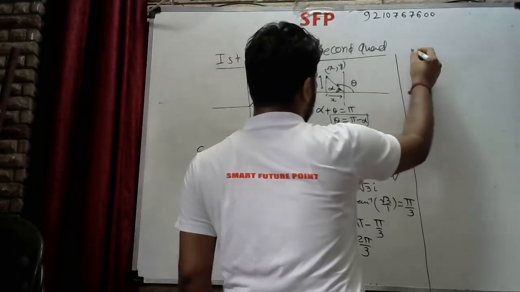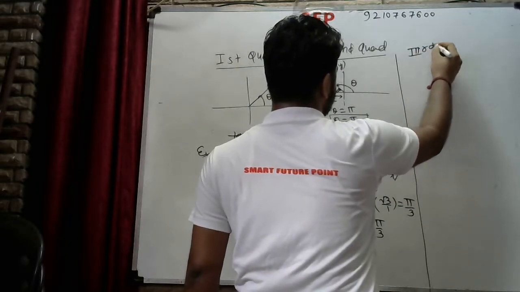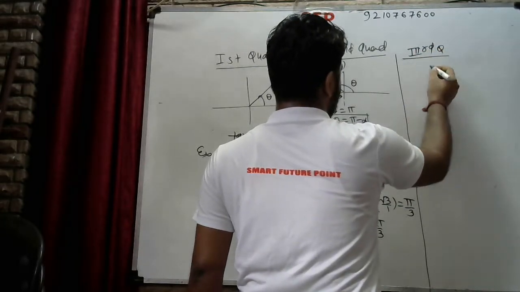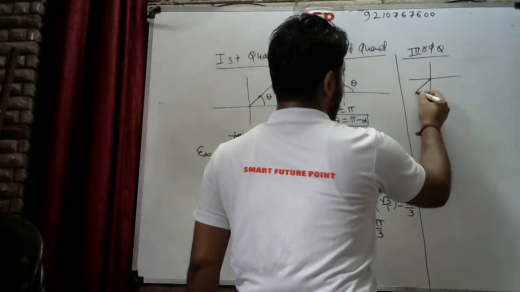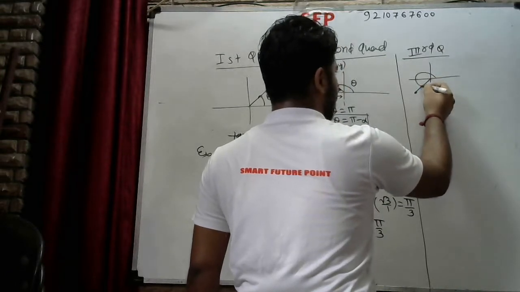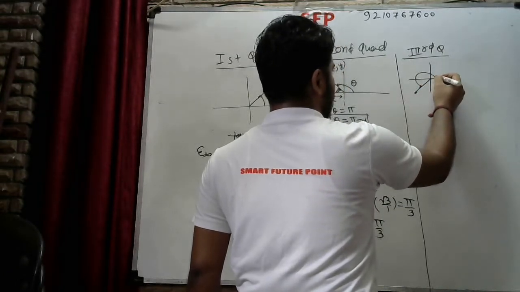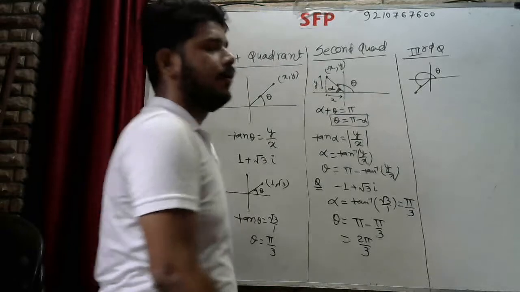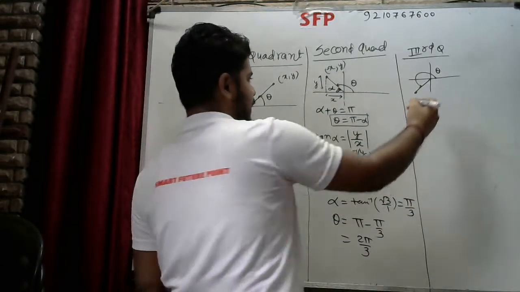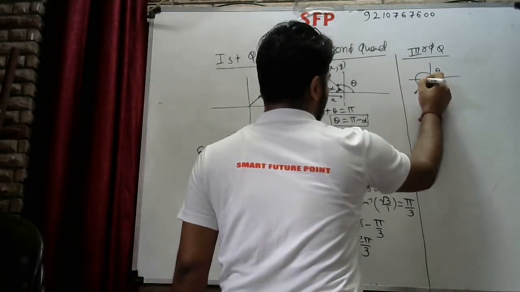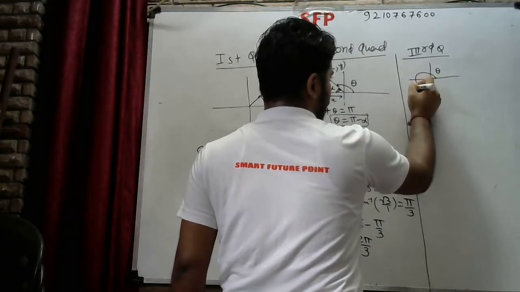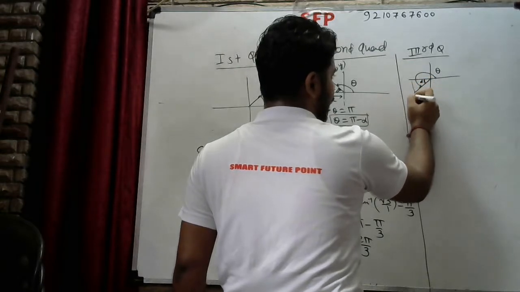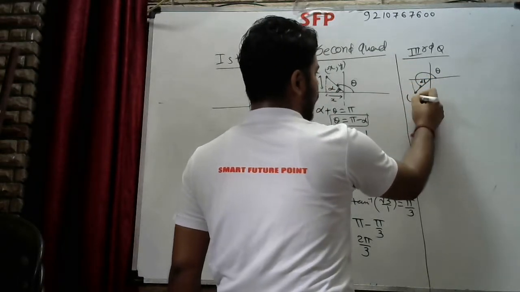Now, in the third quadrant, if this is here, theta will be like this. But we can find alpha here easily. This is your alpha. Alpha will be nothing but tan inverse y by x. Both parts are negative.